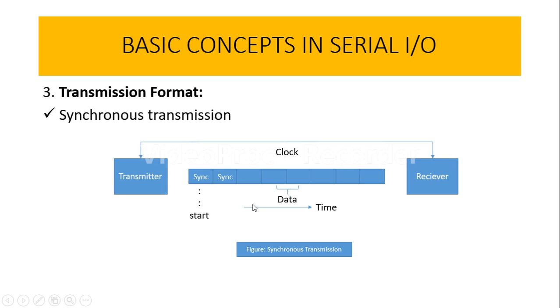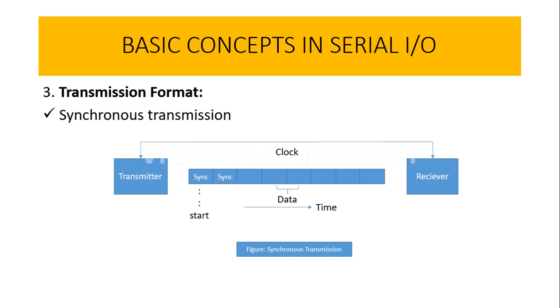The third basic concept is the transmission format. As we know, it is basically concerned with issues like synchronization, the direction of the data flow, the speed, the error, and the medium of transmission. Here let us focus on two different types of transmission: synchronous transmission and asynchronous transmission.